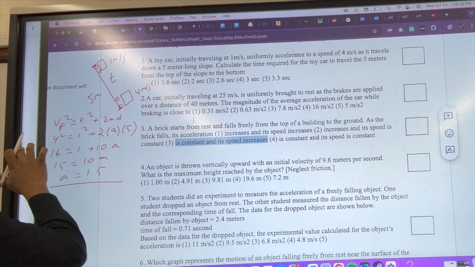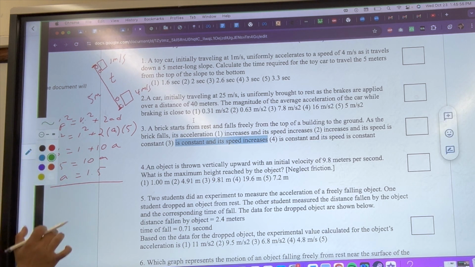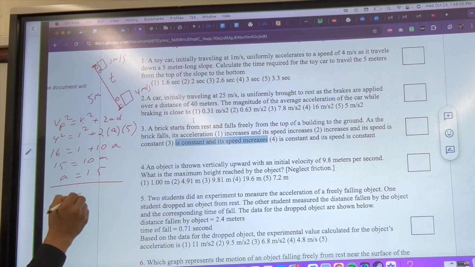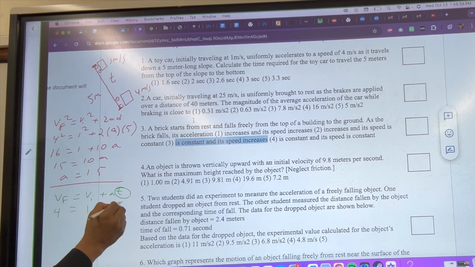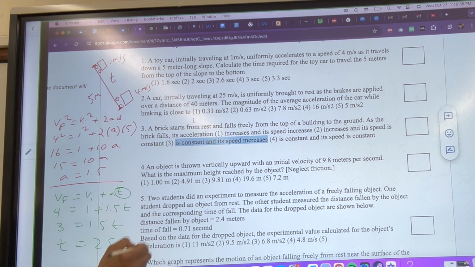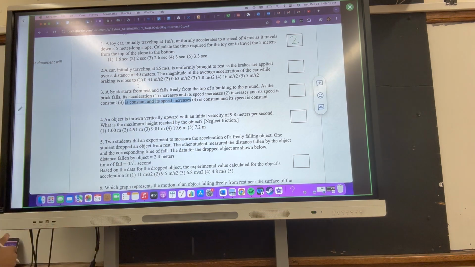Now, of course, you can solve this one by Vf is equal to Vi plus at. So you are trying to find the t. Vf is 4, Vi is 1 plus 1.5 t. So 3 is equal to 1.5 t. So t is equal to 2 seconds.